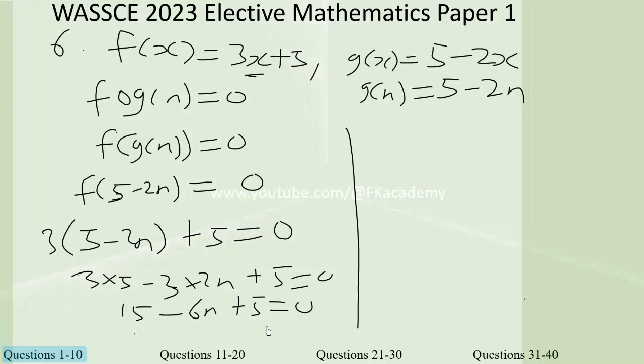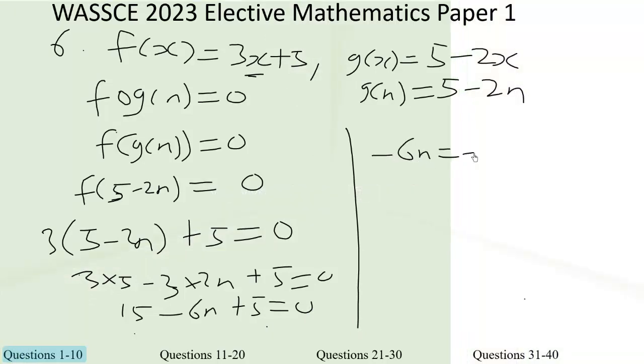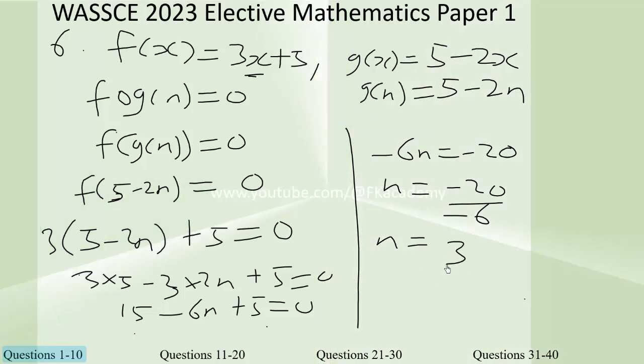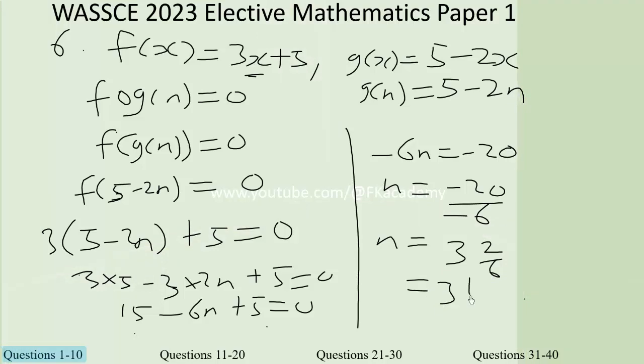So 15 plus 5 is 20. So we have negative 6n will be equal to negative 20. So n will be equal to negative 20 over negative 6. So n will be equal to 3 whole number 2 over 6, or 3 whole number 1 over 3. So the correct answer is option A.